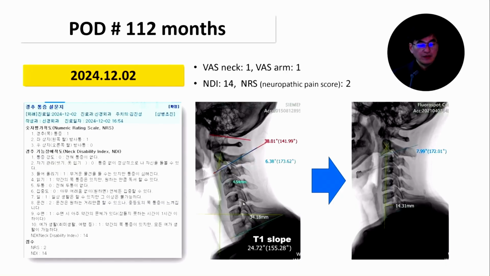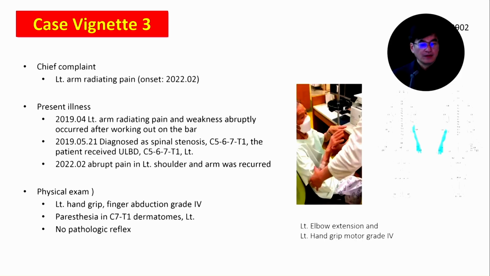So look at this. This is the pre-op X-ray. The patient had a kyphotic cervical posture. This is the post-op at 10 years. He visited me 1.5 years ago, at the last follow-up.